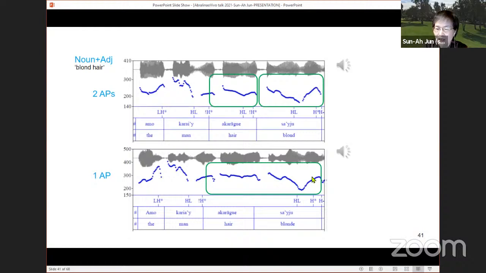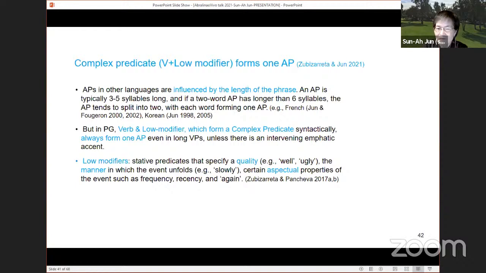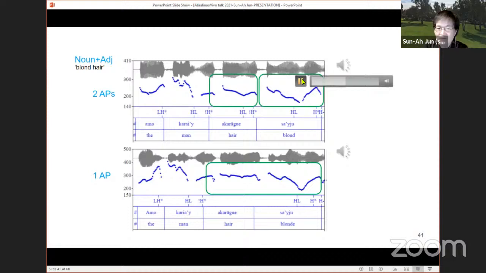I'll play these two sentences. One more time. Oops. Amo karya lakana wesa uju. And this is one AP. Amo karya lakana wesa uju.